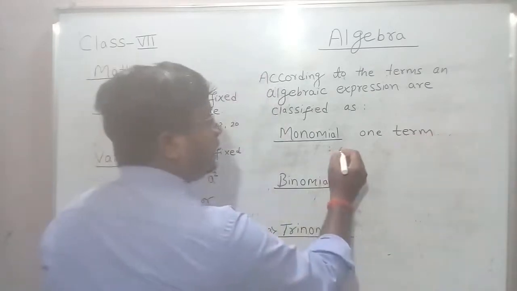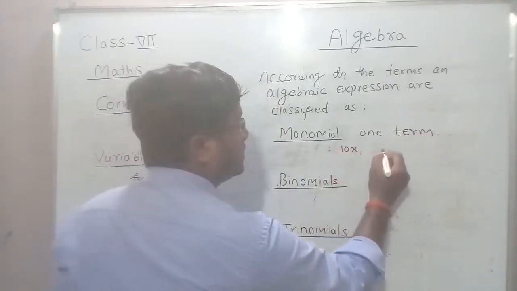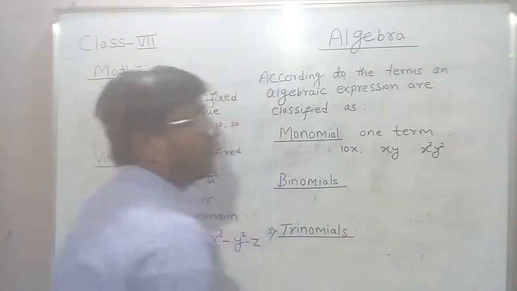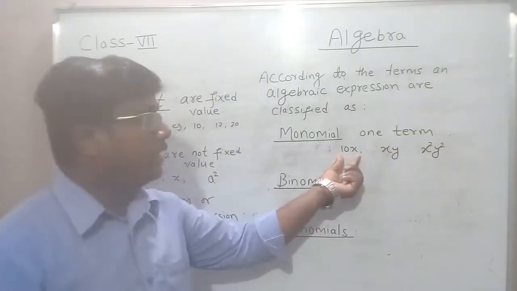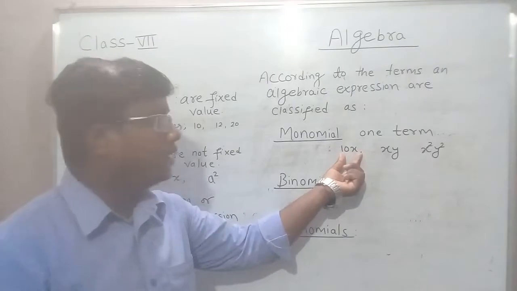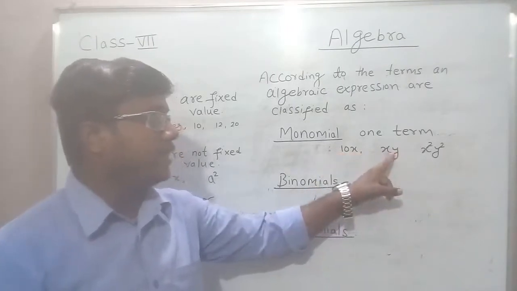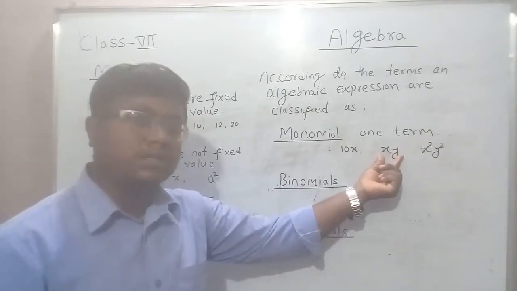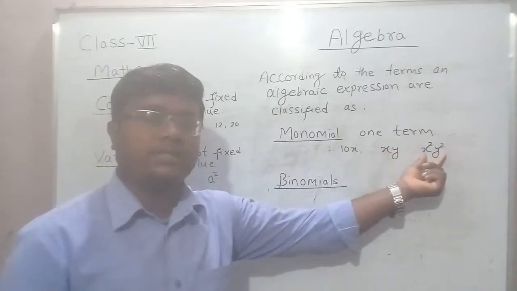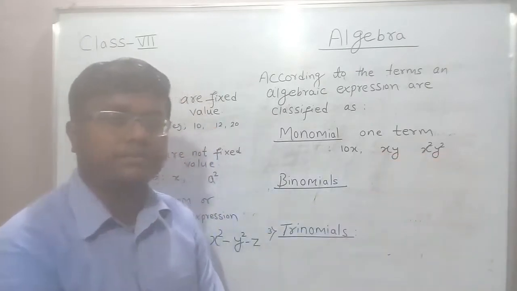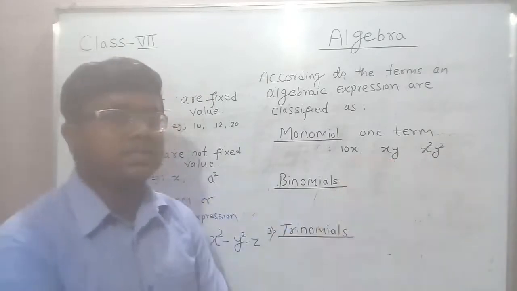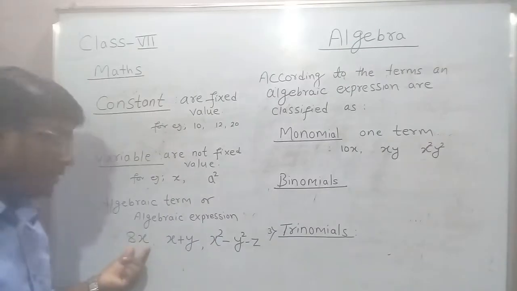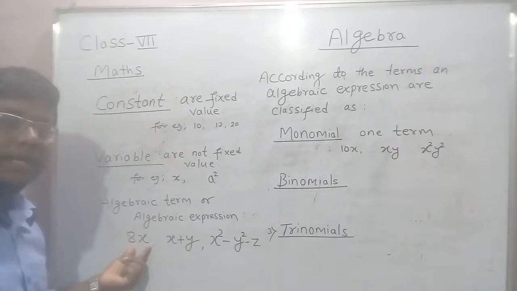For example, 10x, xy. Here 10x is one term. In xy there is a multiply sign in between, and multiply does not separate the term, so it is also a single term. Similarly, x square y square is also a single term. So these are examples of monomials. The previous example I gave, 8x, is also a monomial.